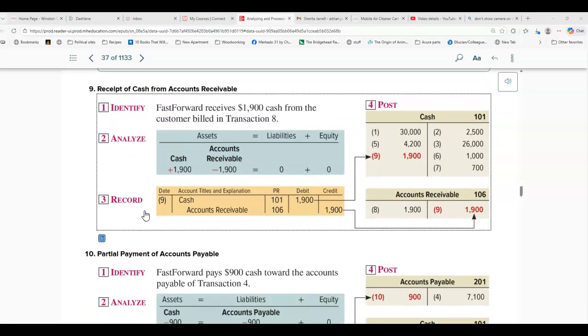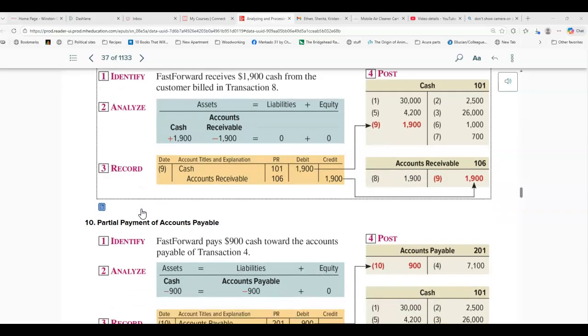We received cash from accounts receivable. Somebody paid us something we'd already billed them, so we don't have to bill them again. We're just going to take it out of accounts receivable. Cash is increased, accounts receivable is decreased. Cash and accounts receivable are both assets, so cash will be debited, increased. Accounts receivable will be credited, decreased.